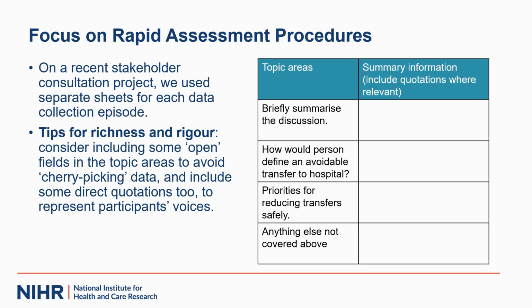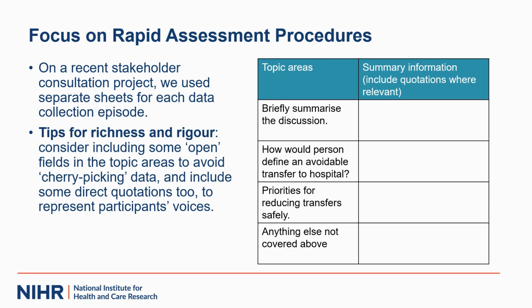To make sure we weren't focusing only on our own preconceived ideas about topics, we included some more open areas here. For example, we started by briefly summarising the whole discussion with a stakeholder, and we also included a field to record anything else that wasn't already covered in the topic areas. We found this was a useful way to make sure we didn't cherry pick only those things that agreed with our existing thoughts on a topic.